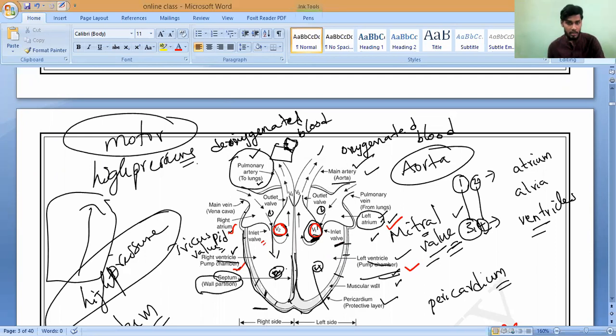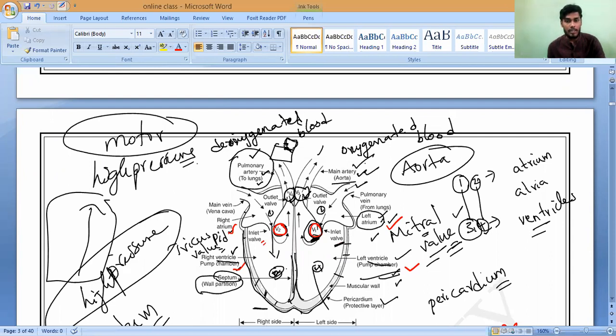Here you can observe, we have a V3 wall. Have you noticed it? Here V3 wall and here we have V4 wall. So through the V4 wall, who has been connected? Pulmonary artery. And through V3, who is connected? The main artery, called the aorta.